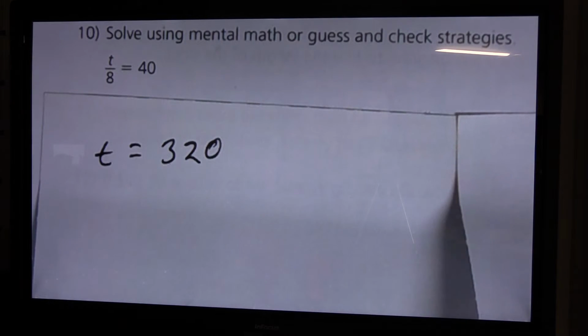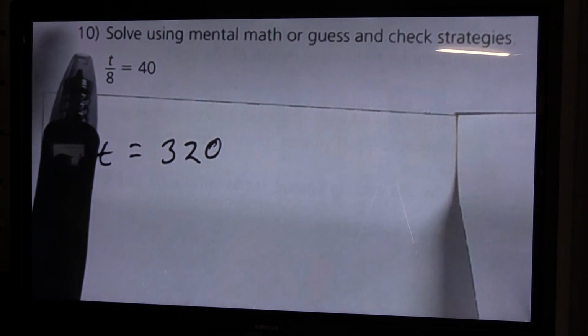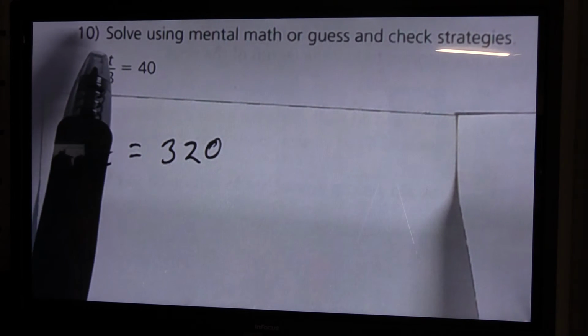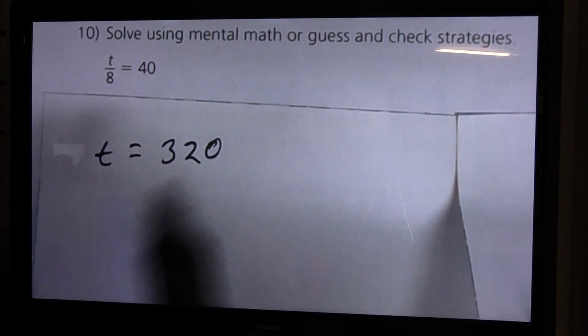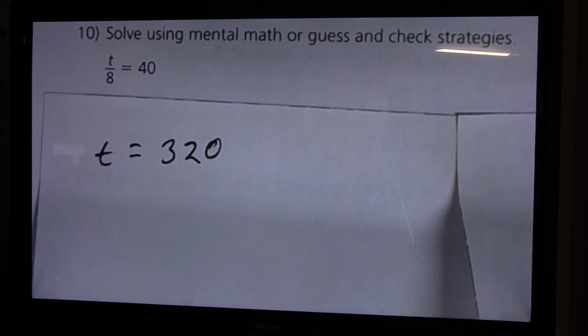The guess and check strategy on this one, I don't see it working that well unless you were to put a bunch of values up here and divide those values by 8 and keep doing that until you had 40 for your quotient. But I think in this one, inverse operations and doing a little bit of mental math might make it go by neater, maybe not necessarily quicker, but I don't have a lot of scratches here. I just have my t equals 320.